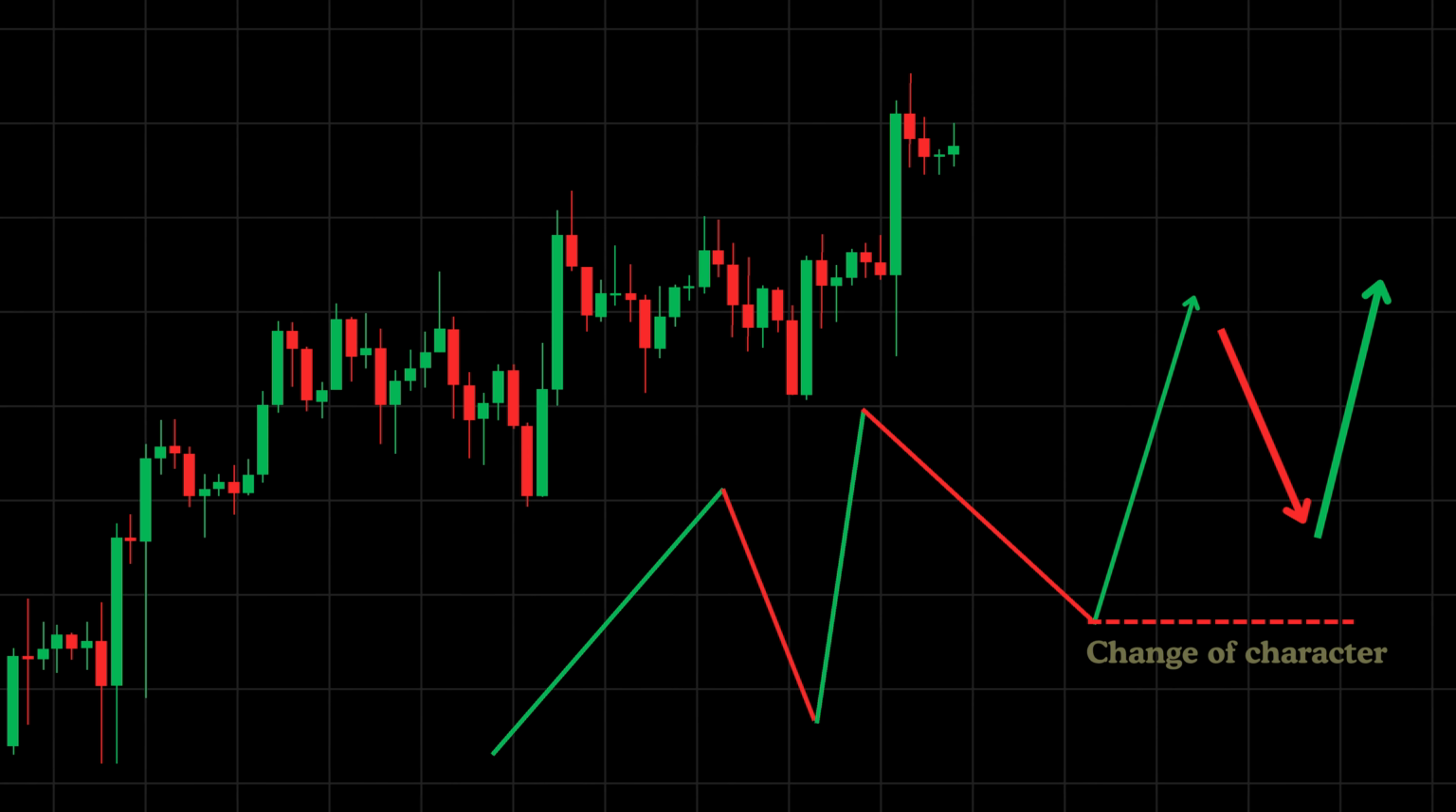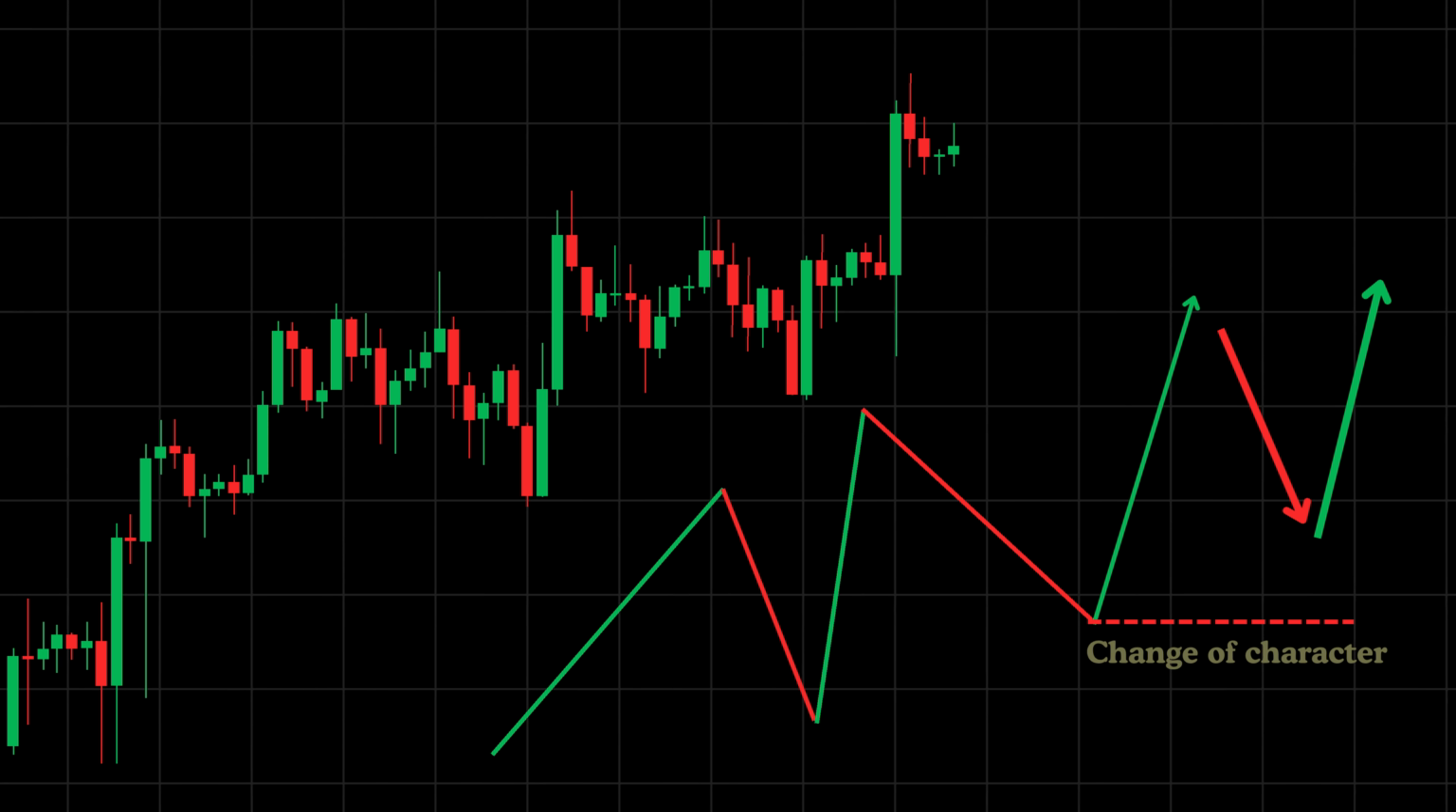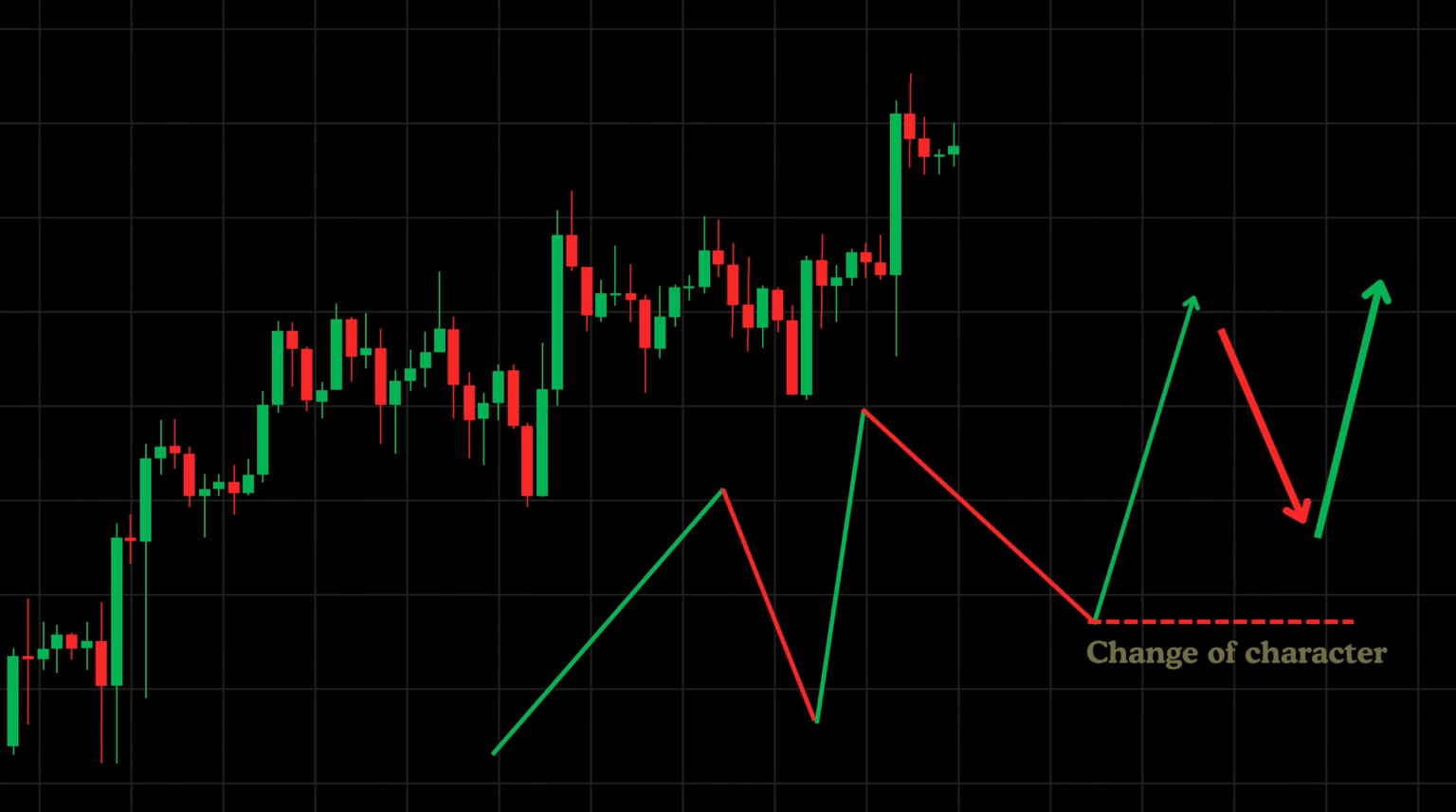However, if the price breaks below the latest swing low, we can look for short opportunities until the market reaches the next key demand zone.